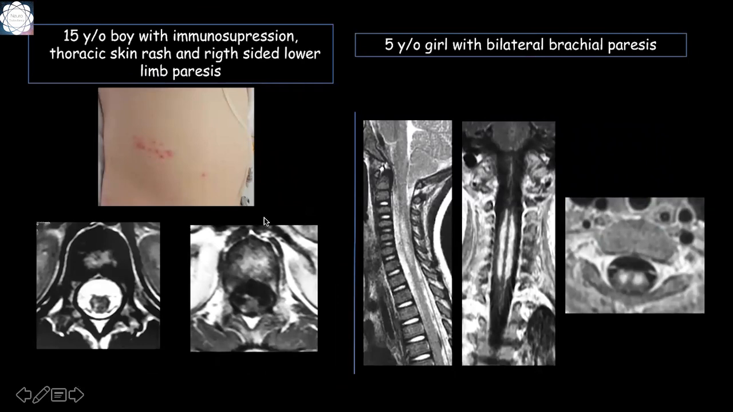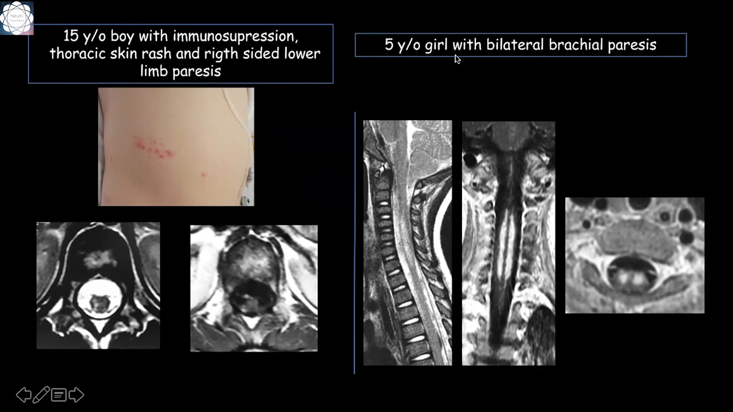Here you have two cases. This is a 15-year-old boy with immunosuppression and a thoracic skin rash and right-sided lower limb paresis. You can see here the rash and this eccentric lesion on the right side of the conus medullaris with enhancement of both the ventral and dorsal roots.